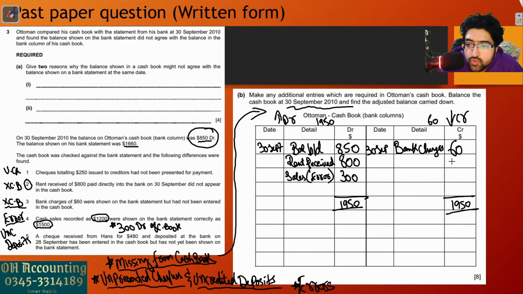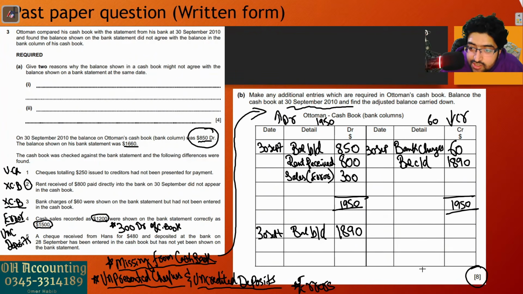Okay. So what do I need here to balance this account? I need 1890. How? 1950 minus 60 is 1890. This becomes my balance carried down. Okay. Now 30th September, balance brought down. This is the new corrected balance of the updated cash book. That's it. This is how you update a cash book. Okay, simple. And this is, as you can see, for 8 marks. So this is a very basic topic in which you can score really good marks. This is not difficult.